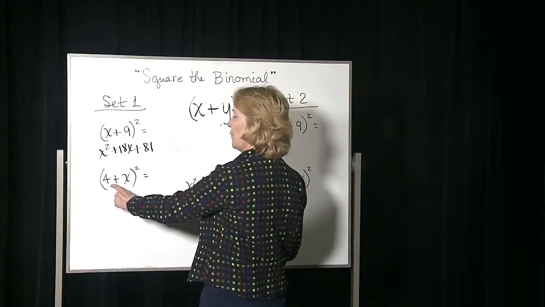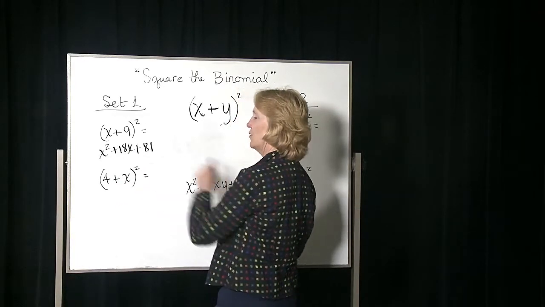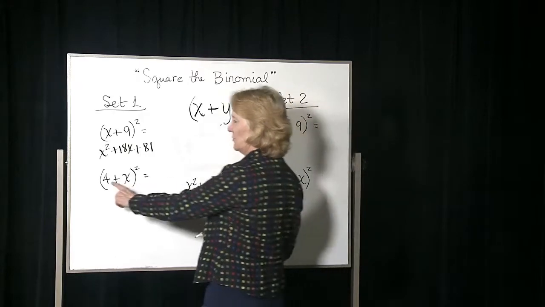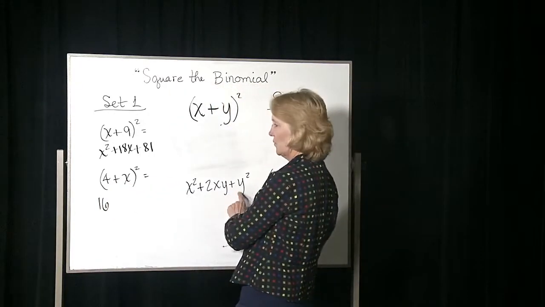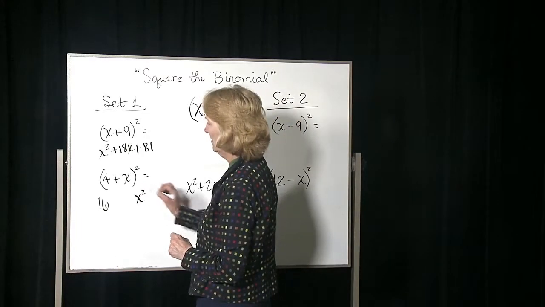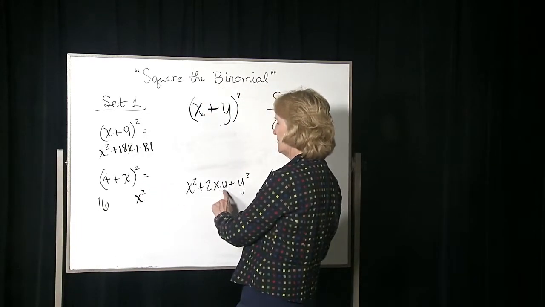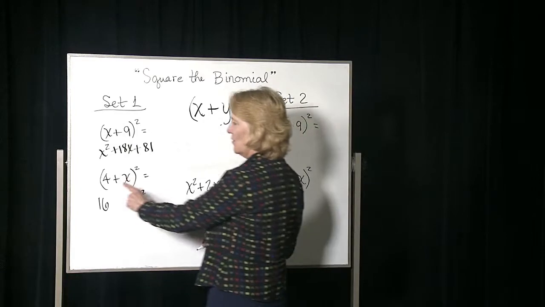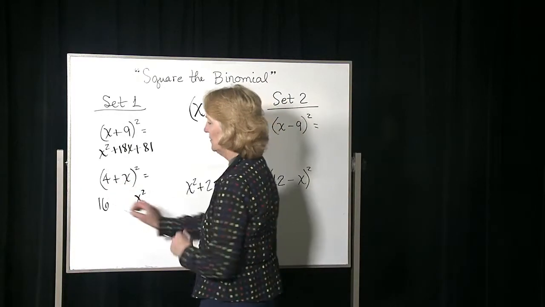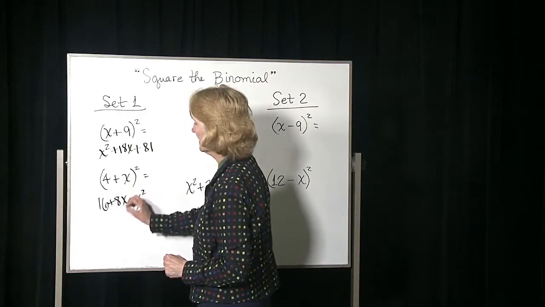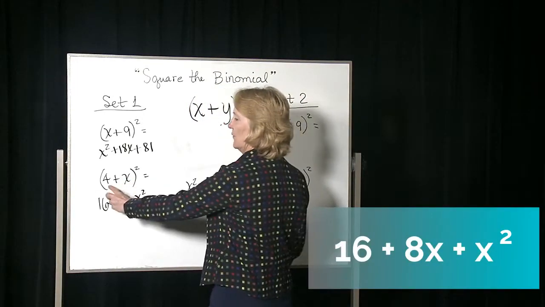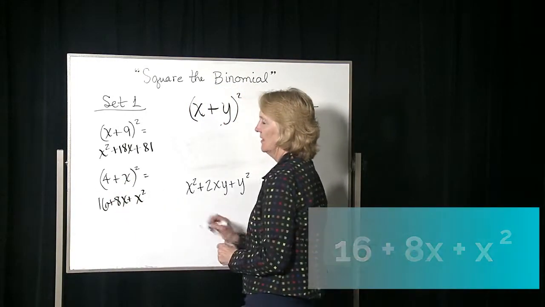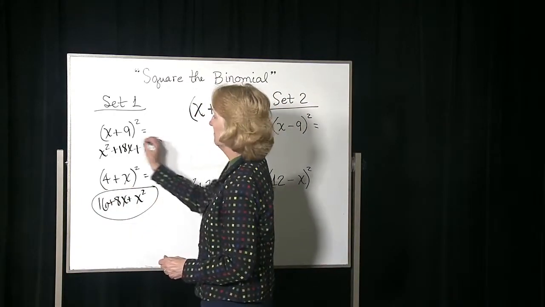The next one is 4 plus x, binomial squared. We get the first term squared, 16. We get the last term squared, x squared. And then we take the first times the second term and double it. 4 times x doubled will be 8x. So the first term squared, the last term squared, first times last doubled. And that's the answer. And you're done.